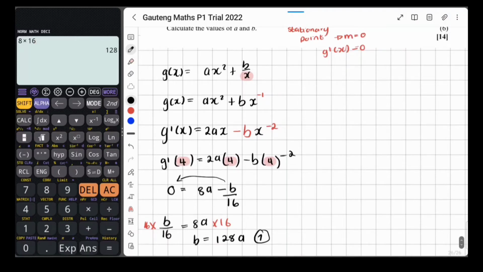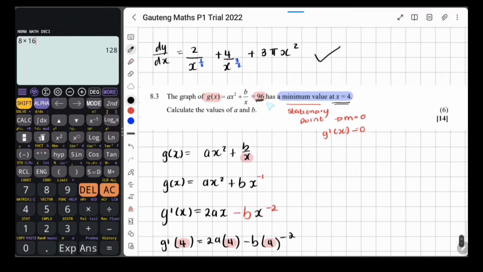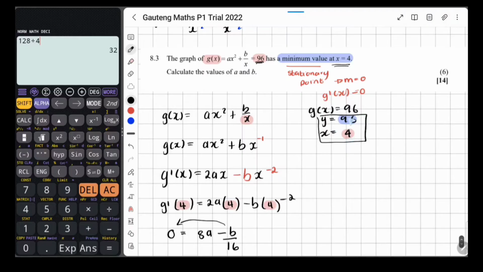The second piece of information we can use is this 96. Remember they said g of x is equal to 96. And g of x stands for a y value, so that y value is 96. They told us it has a minimum value where x is equal to 4, so the x value is 4. So I can substitute this point into the equation of g of x.